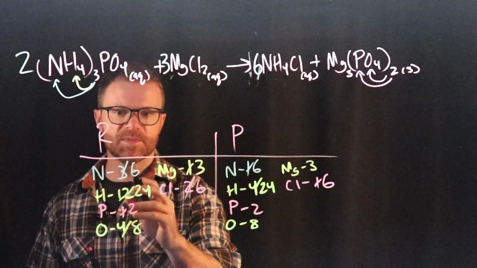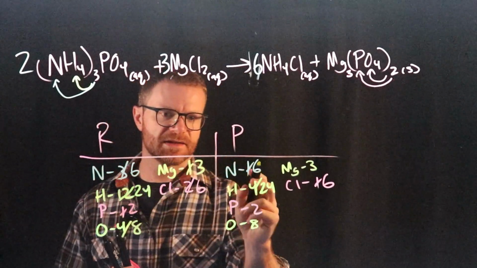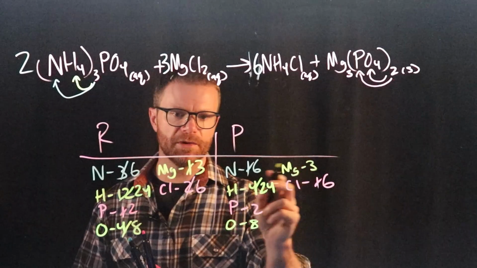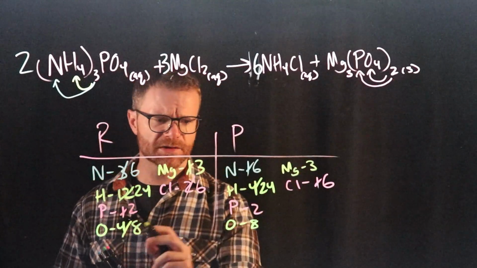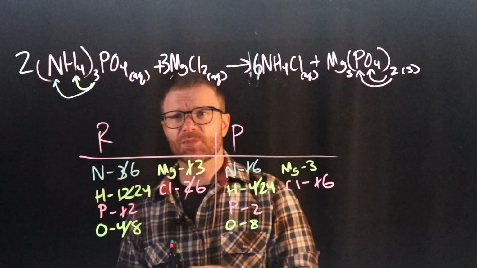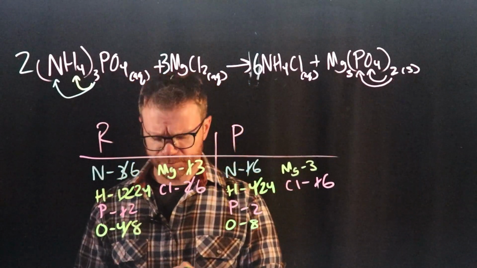So now everything's balanced. Nitrogen, 6, 6. Magnesium, 3, 3. Chlorine, 6, 6. Hydrogen, 24, 24. Phosphorus, 2, 2. And oxygen, 8, 8. So my reactants and products are totally balanced.